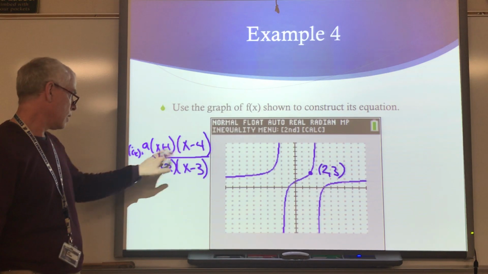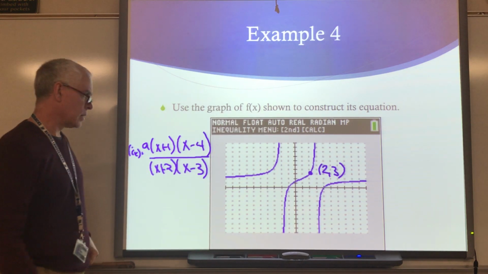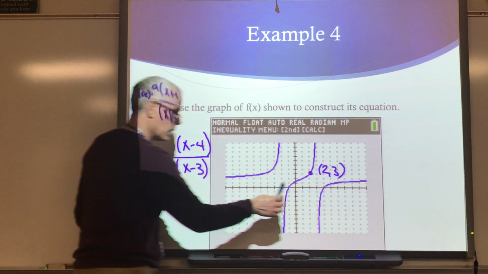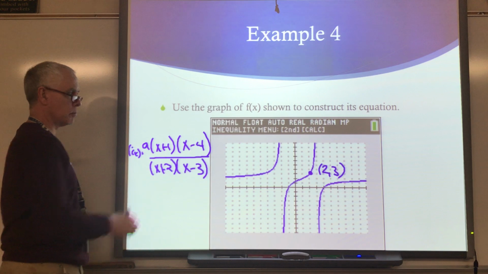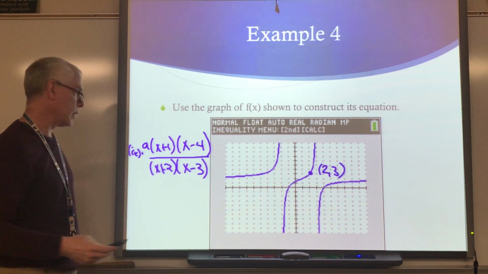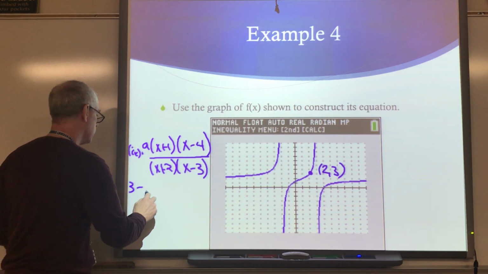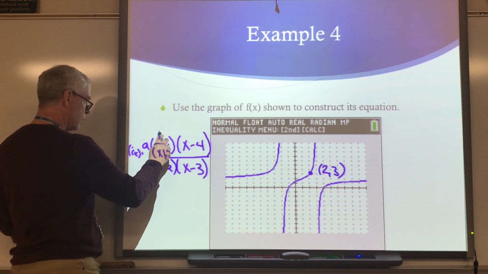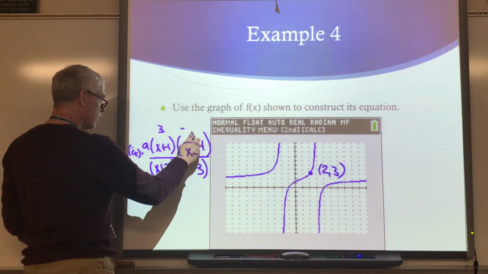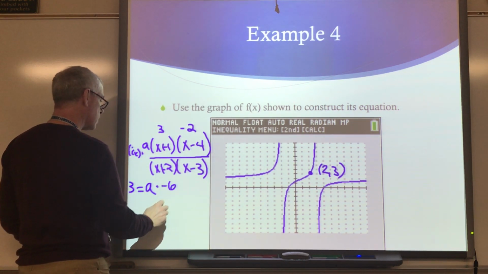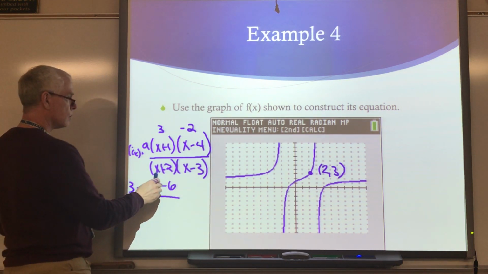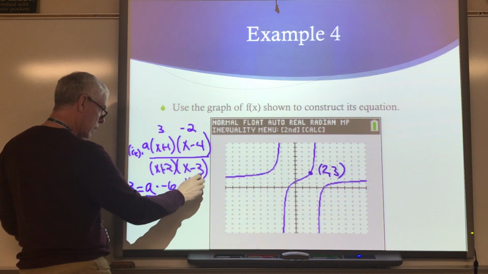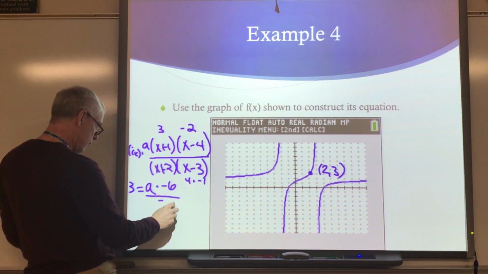And then these two factors came where we crossed the x-axis. We crossed the x-axis at -1, so x plus 1 must be on top. And at 4, so x minus 4 must be on top. So now we're going to put a 2, 3 in. On the left side, I'm going to get a 3. And then when I put a 2 in here, 2 plus 1 is 3, and 2 minus 4 is -2, so I'm going to get times -6. And on the bottom, 2 plus 2 is 4, and 2 minus 3 is -1, so I'm going to get a -4.